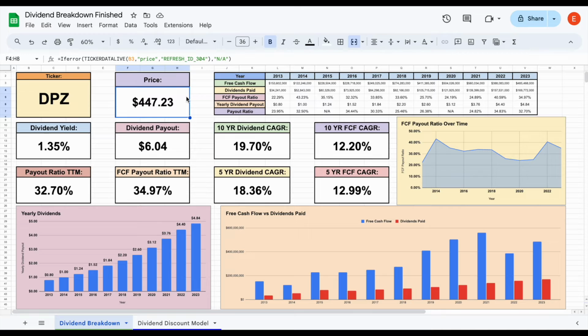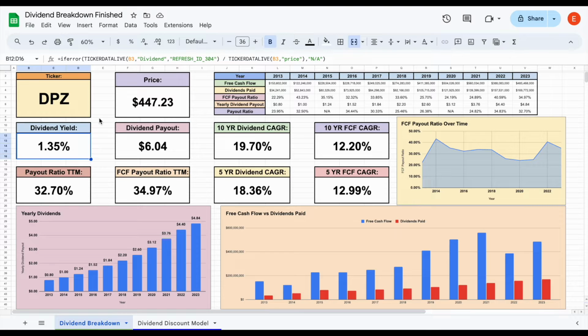Now right here, obviously we can see the price of Domino's sitting at $447.23. We can see the company's starting dividend yield sitting at 1.35%. And we can see after that dividend increase, their dividend payout is now sitting at $6.04 per share. Again, so price of $447 and dividend payout of $6.04, that gives them a starting dividend yield of 1.35%.